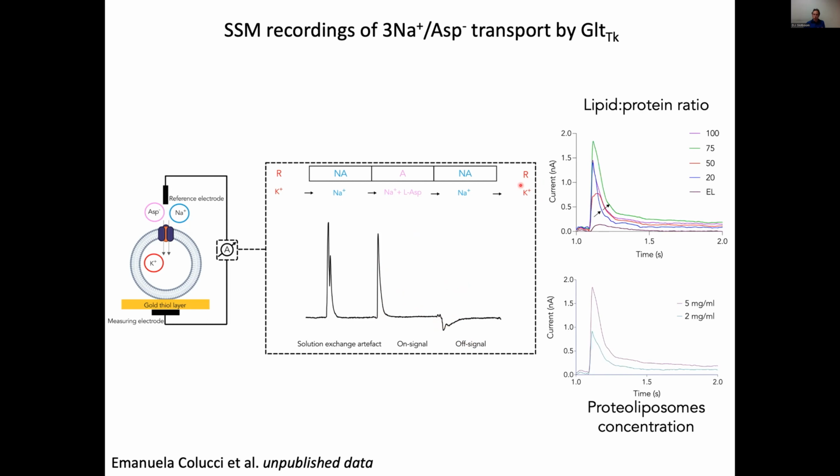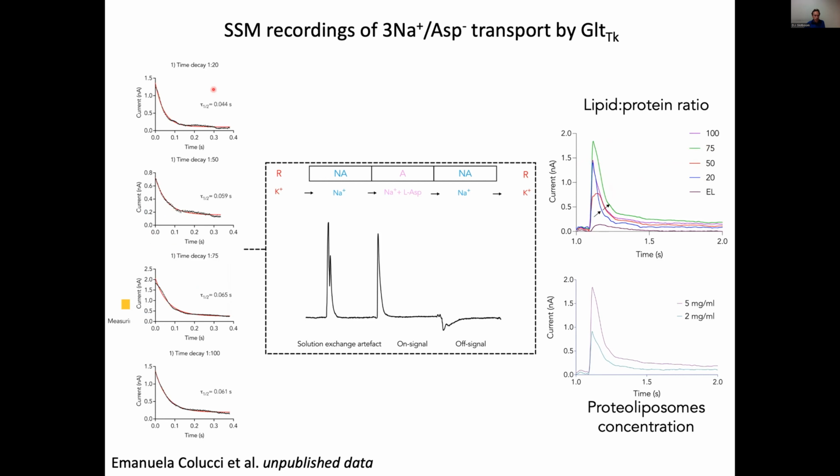Now we had to optimize this because, regardless of how sensitive the machine is, we need a lot of protein to actually see these currents. And one of the things we did, we optimized the lipid to protein ratio. And then what you can see here is that this time decay of the capacitive current actually changes with the protein to lipid ratio that we use. So when we use a higher lipid to protein, so more lipid, less protein in there, then you see that the time constant gets slower.